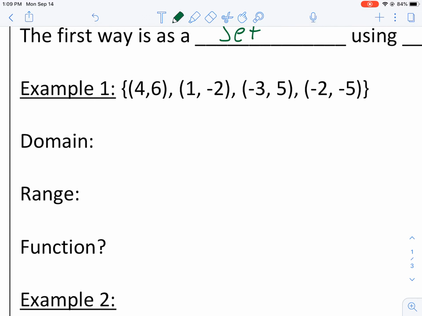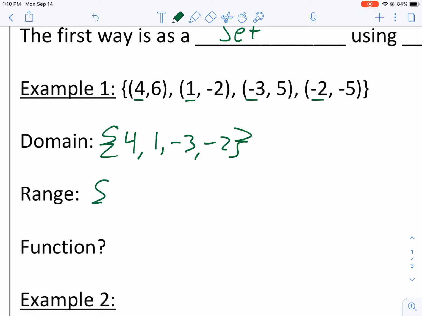So example 1. We have this function here, and we want to list the domain. If you remember, the domain are all the x values. So every number that I just underlined, those are the domains, or those are the inputs. So our domain is going to be {4, 1, -3, -2}. And that's it. You don't have to put them in a specific order or anything like that. Just list out all the inputs.